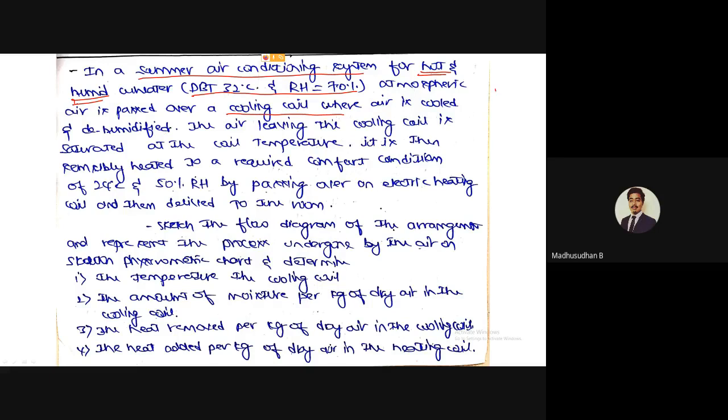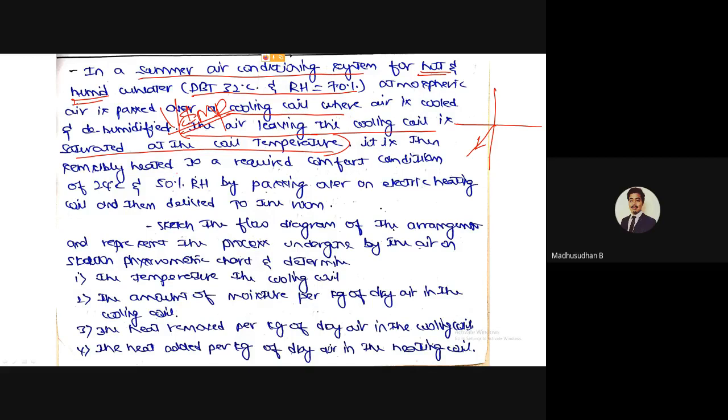So atmospheric air is passed over the cooling coil initially, where the air is cooled and dehumidified. So cooling and dehumidification process. If you try to plot on the psychrometric chart, it would look something like this coordinate. The air leaving the cooling coil is saturated at the coil temperature. So this particular line is very, very important. How it is important, I will be explaining while I am plotting the psychrometric chart. So please be aware of this sentence: the air leaving the cooling coil is saturated at coil temperature.